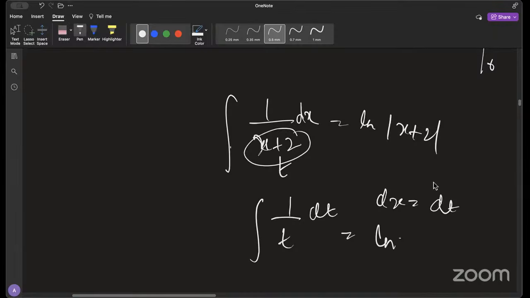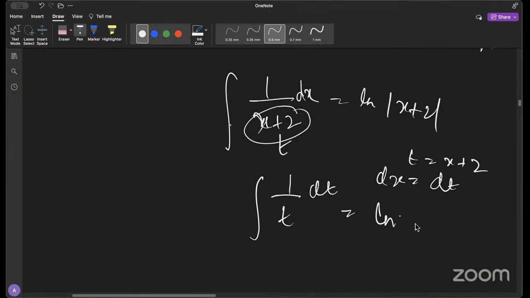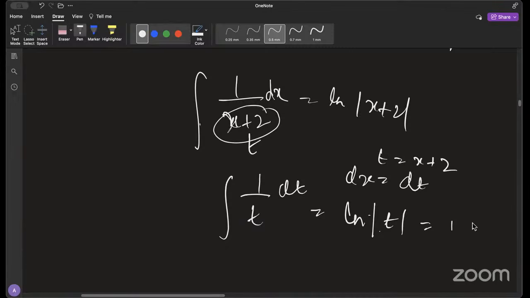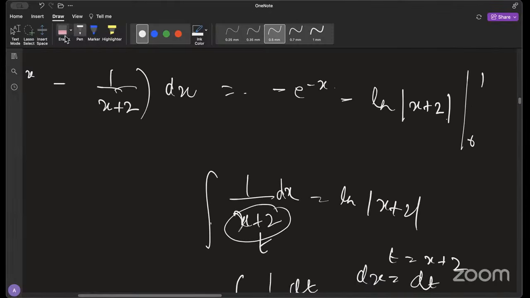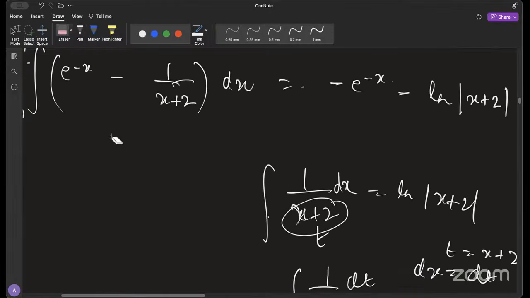And eventually you'll get the same thing, right? Your t is x plus 2, dx is dt. So you'll have 1 by t dt, which will be the same as natural log of t. And this is the same as natural log of x plus 2. You can convert the limit also, and the limit will become 2 to 3.